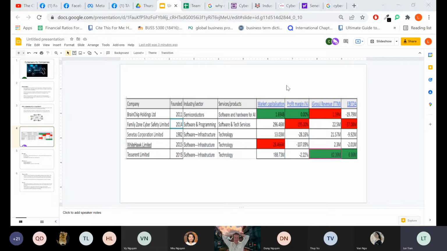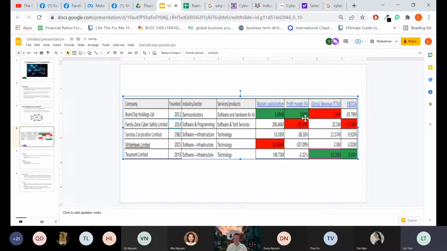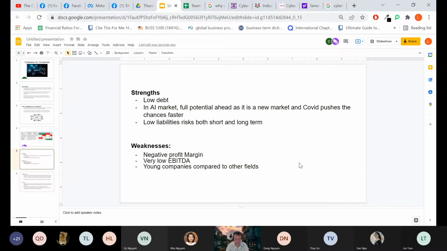Here's the summary of those 5 companies that we analyzed yesterday. As you can see here, the profit margin is almost negative, but Tesserent Limited has the highest revenue of those 5 companies, which is 82.79 million Australian dollars. Now we will move on to the SWOT analysis.